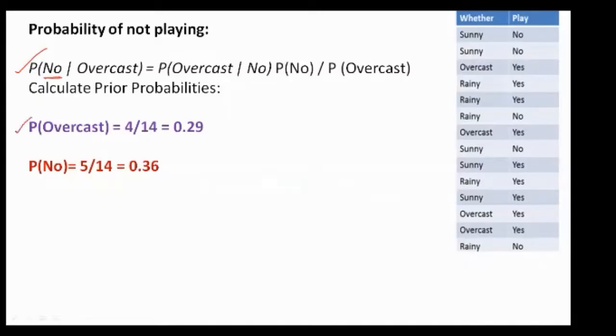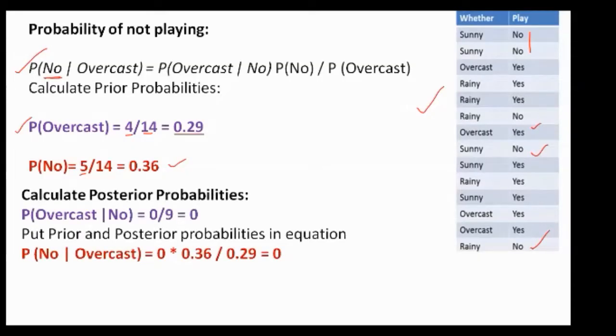Now we'll find this probability of overcast, that will be the same as the previous case. 4 rows are there out of 14 for overcast. So this probability is 0.29. The probability of no in overall data, for the overall weather condition: 5 rows are there for no. So 2, 3, 4 and 5. Total 5 times no is there. So 5 by total 14 will calculate the probability of no.